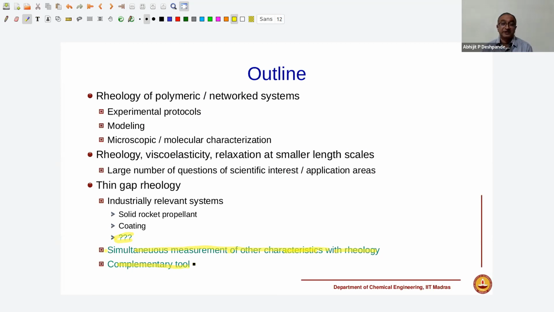And of course, also look at complementary tools such as AFM or other nano indentations and so on to complement our understanding of the rheology. So with that, I'll stop. I thank you again, and I'll be happy to answer any questions that you have.